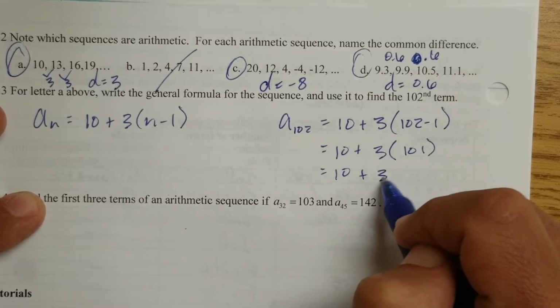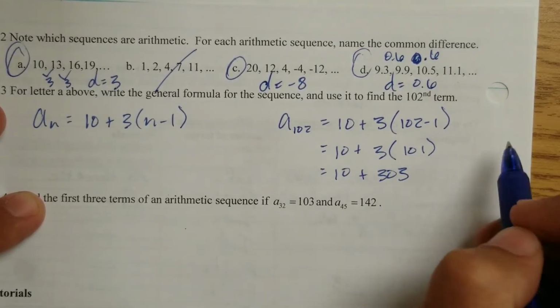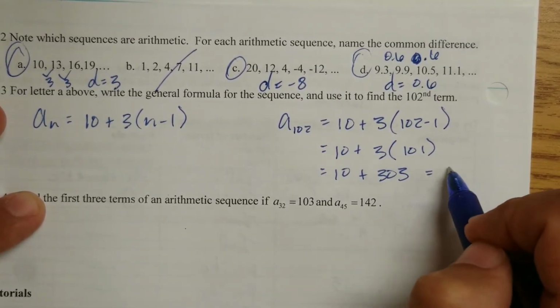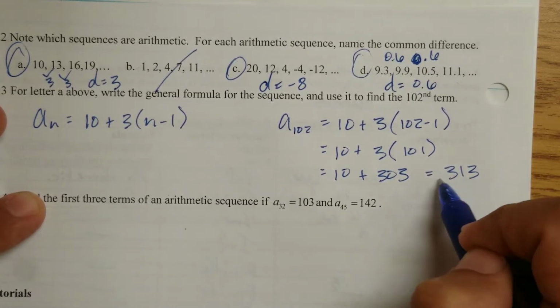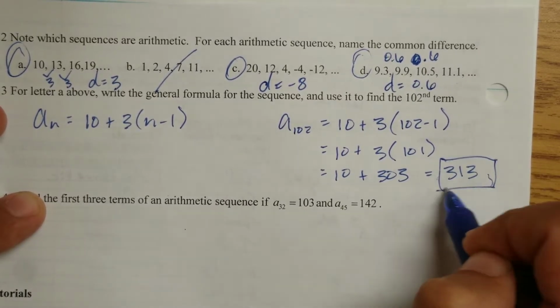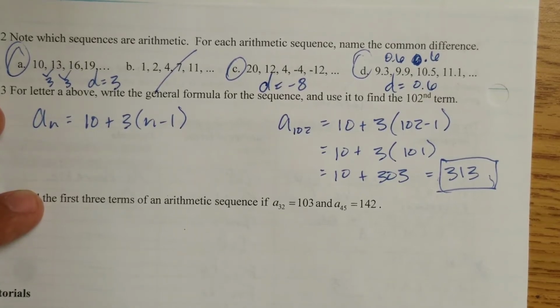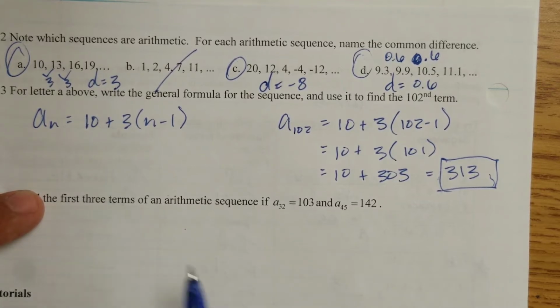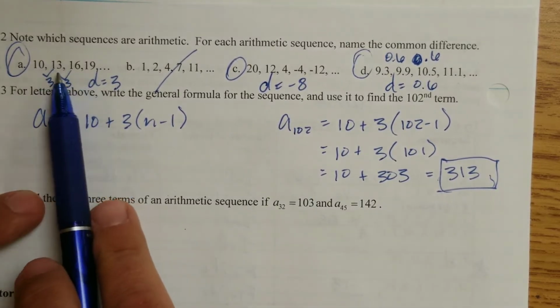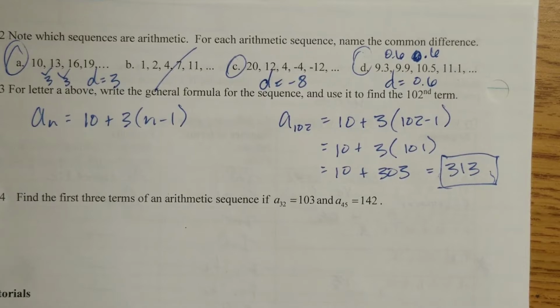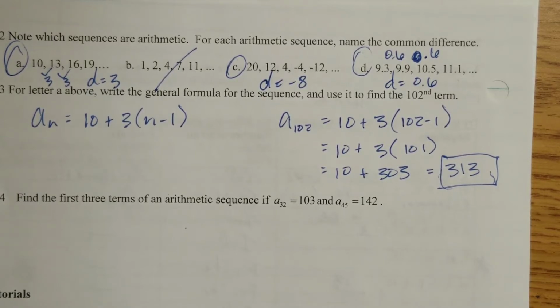10 plus 303, or 313. That would be the 102nd term of that sequence. Much quicker to use the formula than adding 102 terms, or not adding, but adding 102 times to come up with the 102nd term.